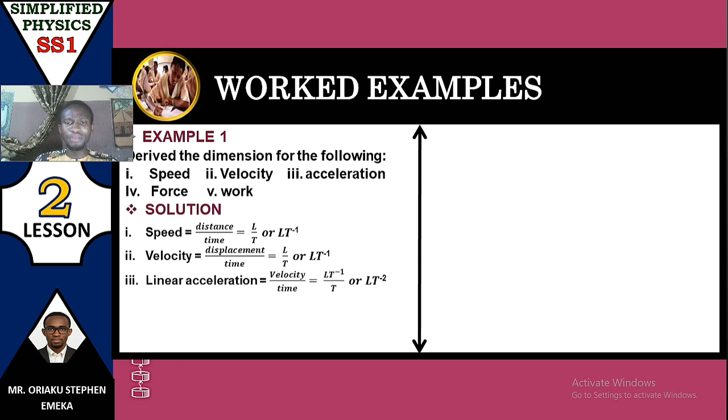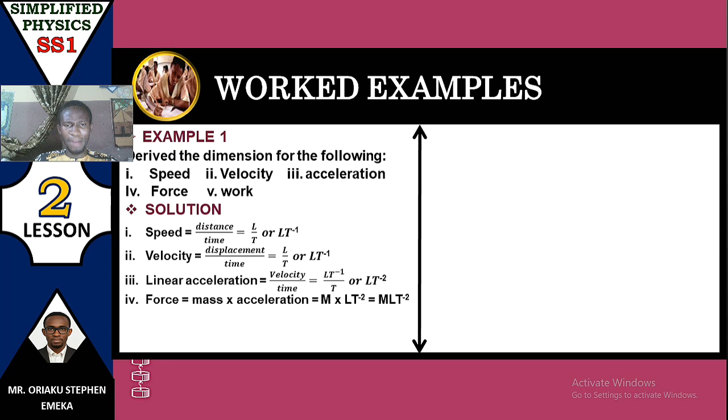Now we go to linear acceleration. Linear acceleration is velocity over time. So we ask, what is the dimension for velocity? We have just gotten it. Velocity is L T minus 1, divided by T, which is the time. So this is going to give us L T minus 2. This is from the knowledge of indices.